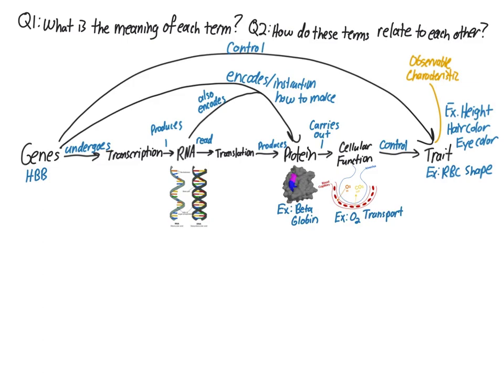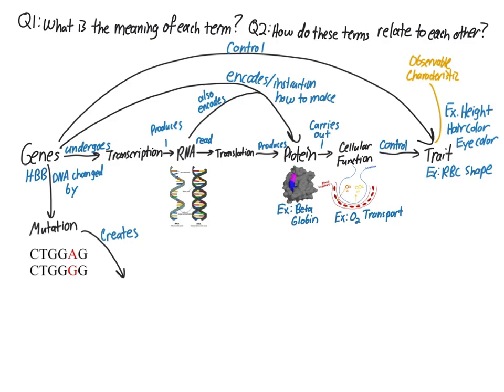Sometimes a gene's DNA can be changed by a mutation. A mutation changes the sequence of nucleotides of a gene in some way. Here, it's been changed from an A to a G. This creates a new version of the gene, and this new version is called an allele. And we can call, for example, the original version of a gene the HBB plus allele of the HBB gene.